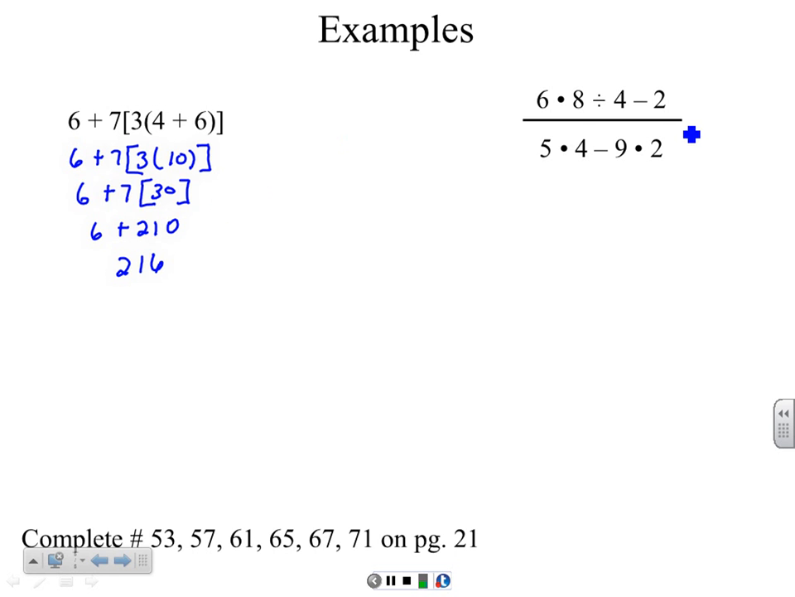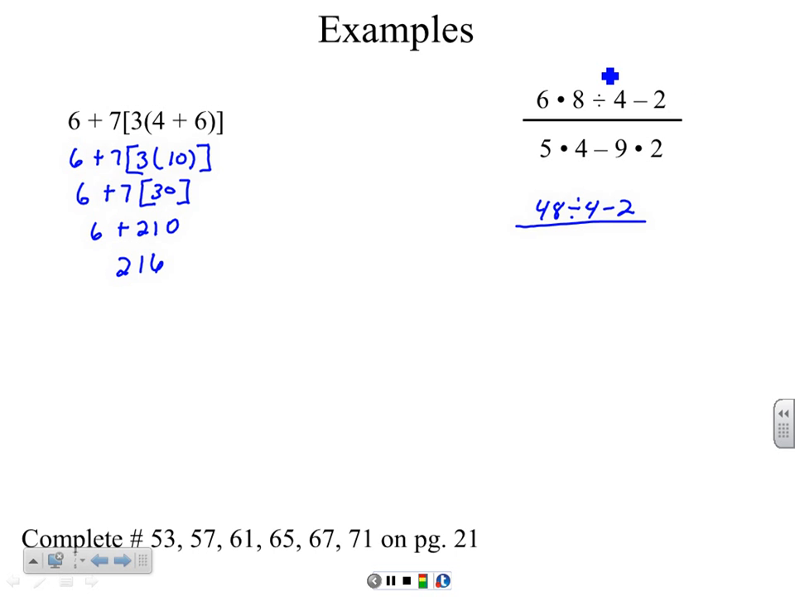Then the one on the right, this is an example with the fraction bar. And what we're going to do is get the top all to one number using our order of operations, and then get the bottom all to one number using our order of operations. So let's look at the top. We have multiplication, division, and subtraction. So we're going to do the multiplication and division first. 6 times 8 is going to be 48. And just bring down the divided by 4 minus 2.